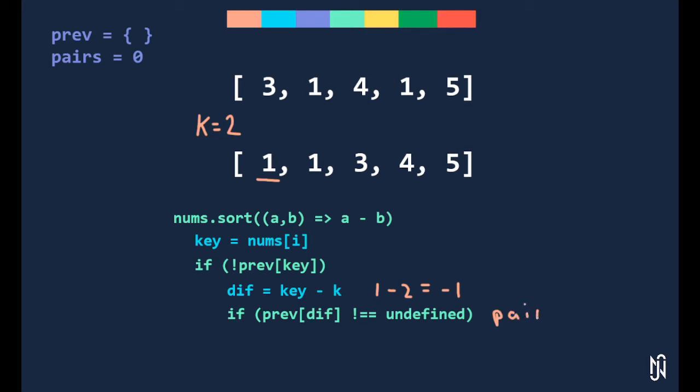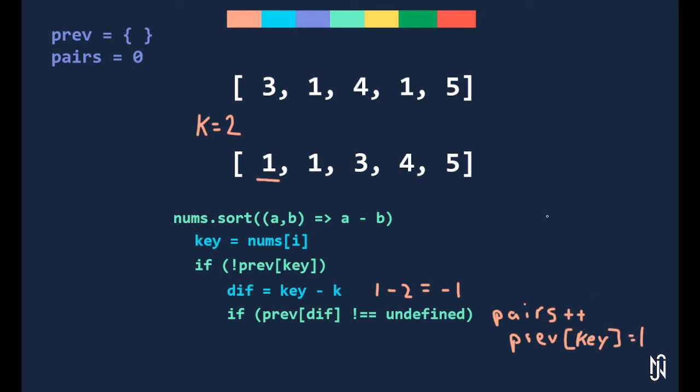Now, in this case, the object is currently empty, so it does not exist. So we're not going to increase our pairs. And after this, we want to add this value to the previous object. So we're going to say previous[key] is equal to 1. So now this value exists in our previous object.